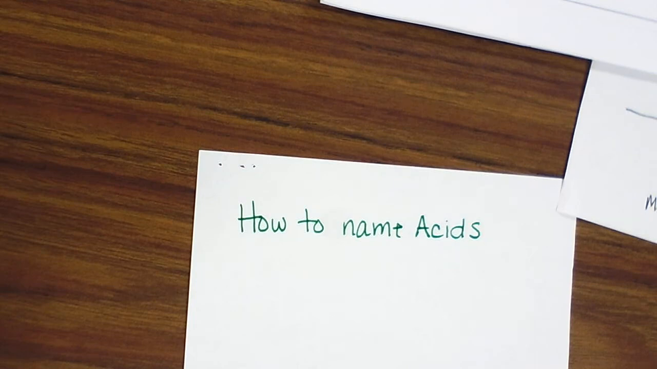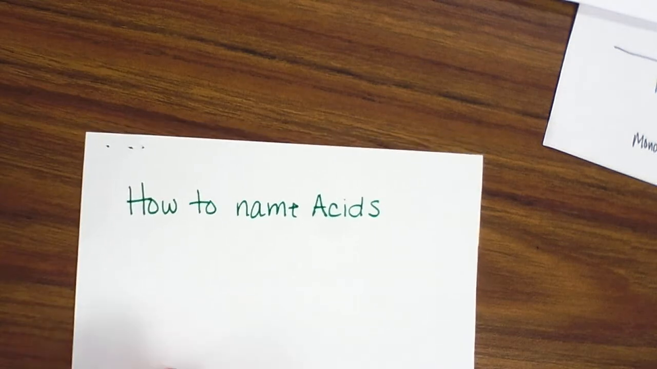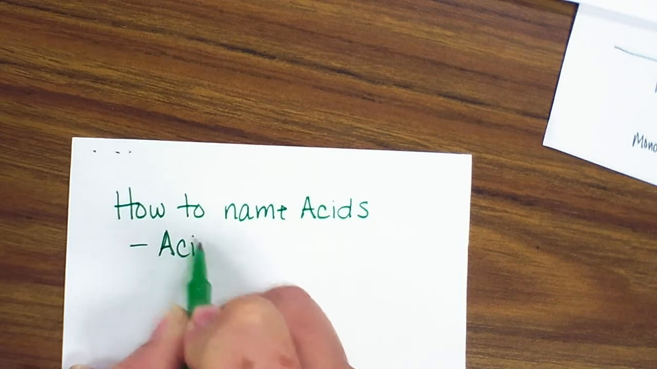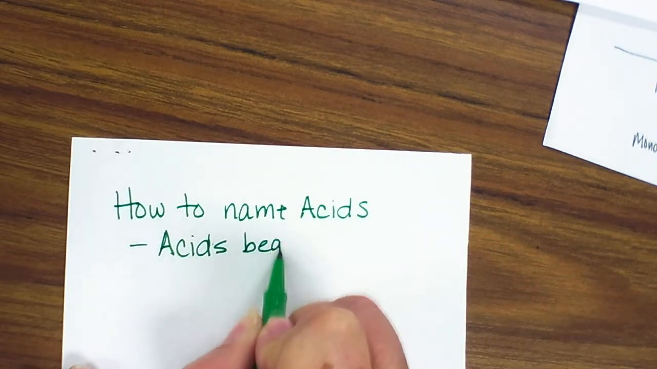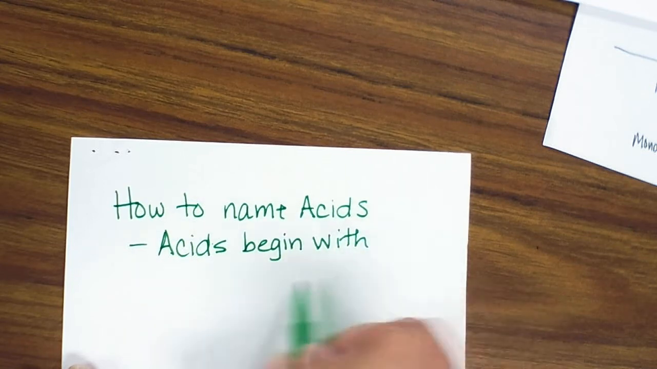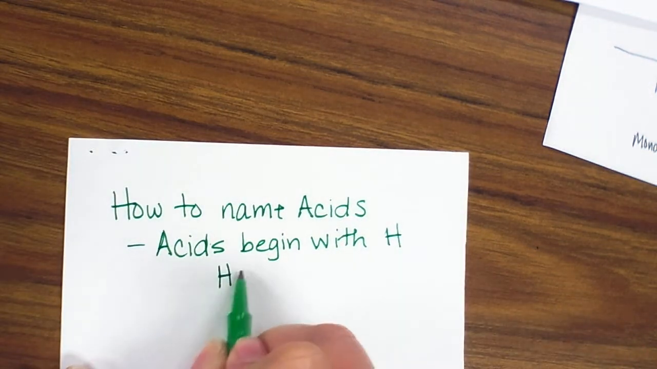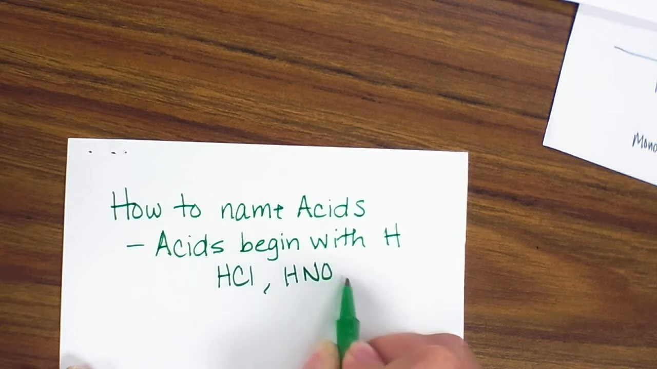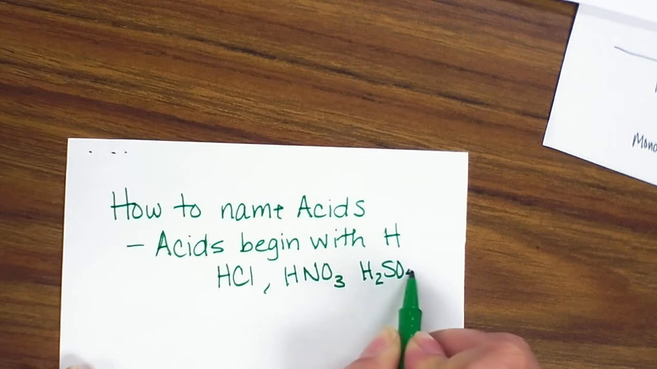So now what we're going to do is learn how to name acids. So, what is an acid? We identify an acid because acids begin with hydrogen. So all acids begin with hydrogen. For example, HCl is an acid. HNO3 is an acid. H2SO4 is an acid.